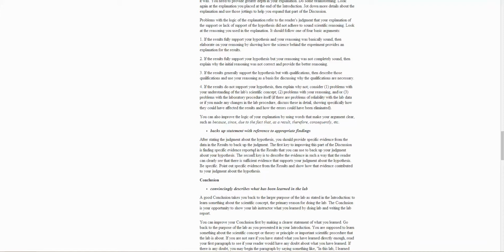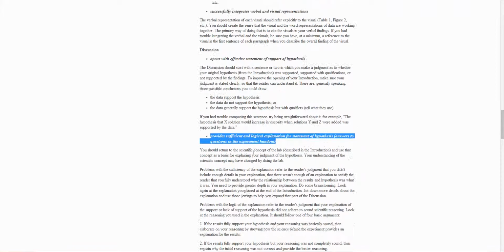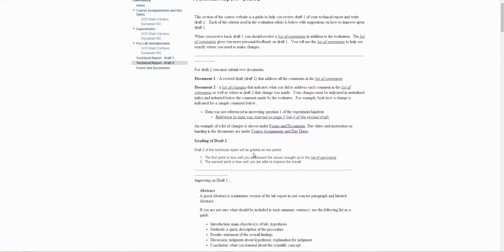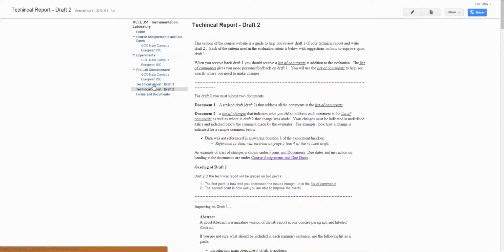So that's about it. Again, I'm not going to read through everything, but I was just trying to take you through the logical steps as you write it. Technical Report Draft 1 to get started, Forms and Documents to see how it's evaluated, and then Technical Report Draft 2 to improve upon it after you've already written a draft. Okay, hope that's helpful. If you have any questions, just ask.